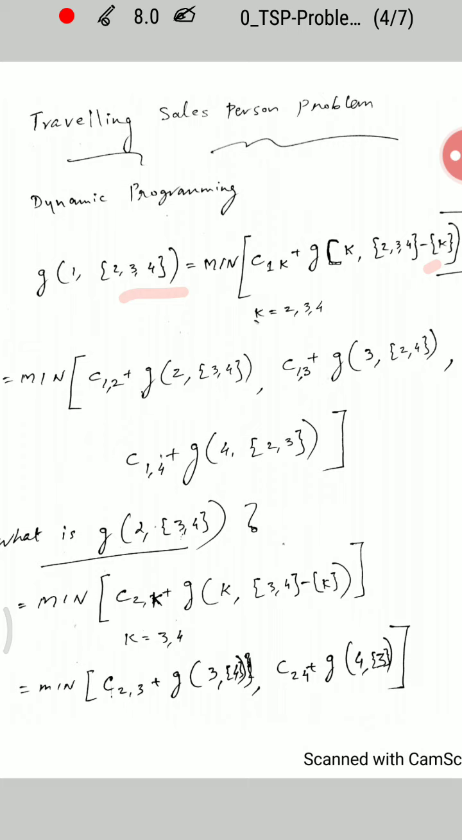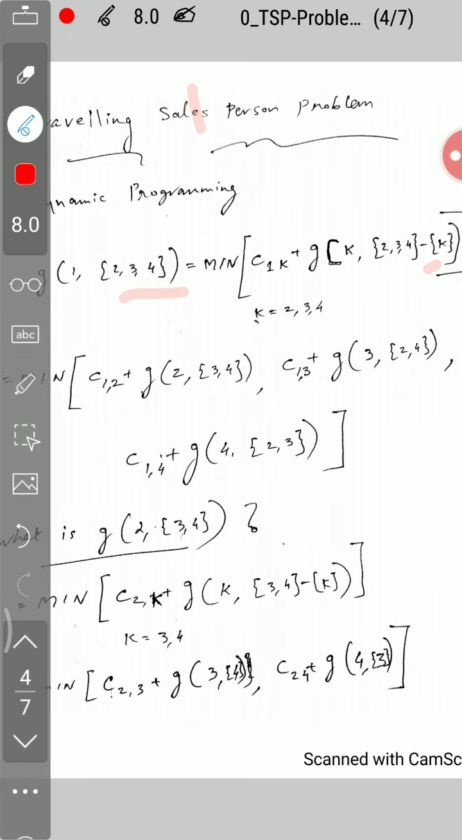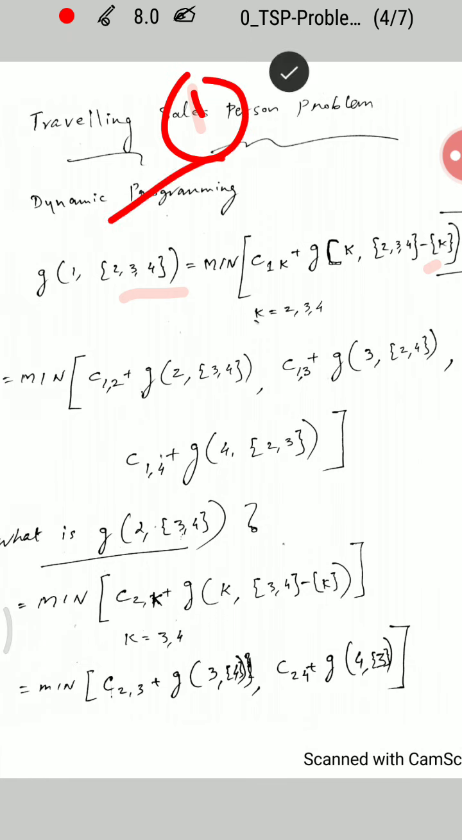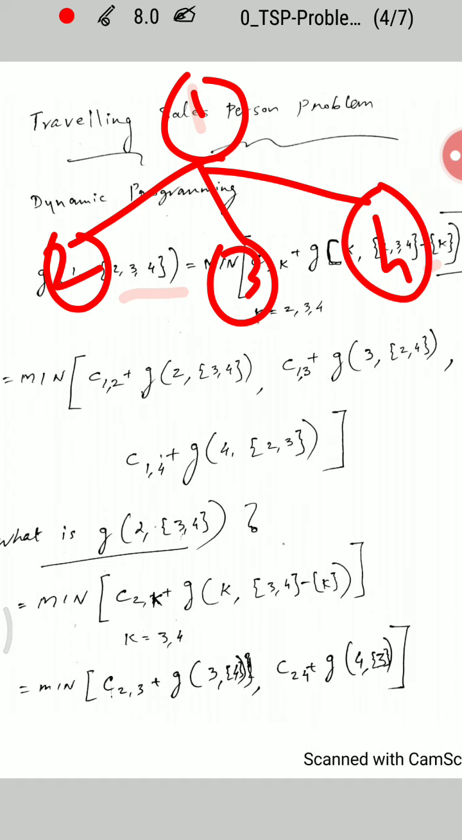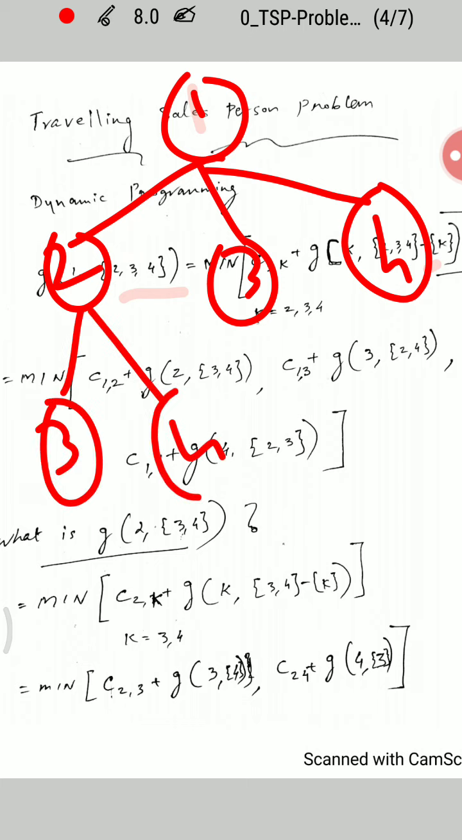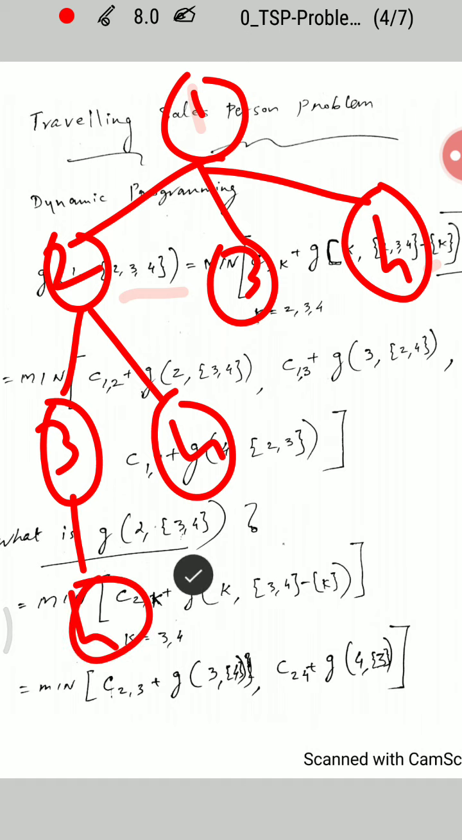And one more thing you have to remember: you can start your journey from vertex 1, next you can visit 2 or 3 or 4. Suppose you have chosen 2, then you can go to 3 or 4. Suppose you go to visit 3, then you will be moving to 4. From 4, the last city, there is nowhere to go, so you are returning back to 1. This will be a tour.